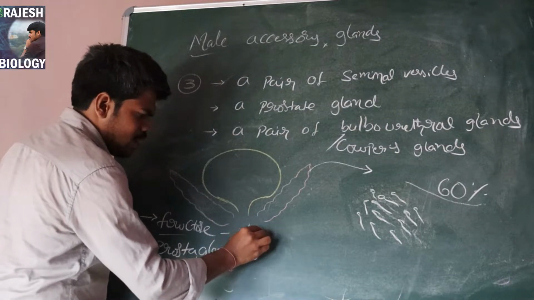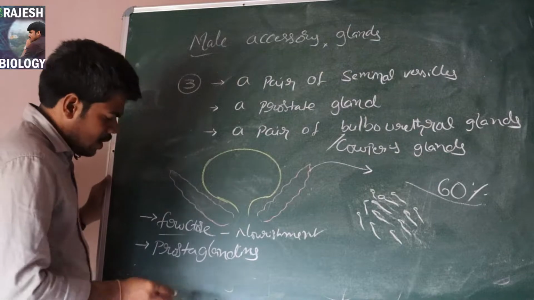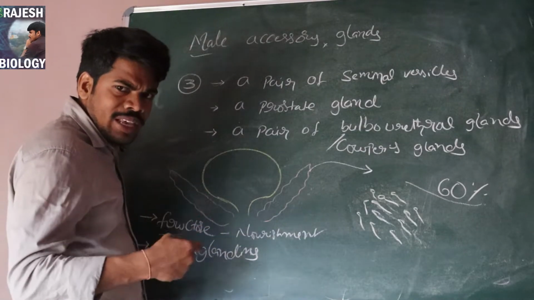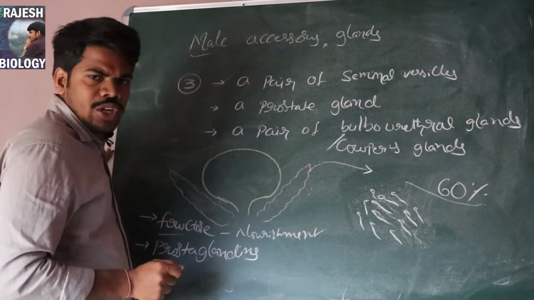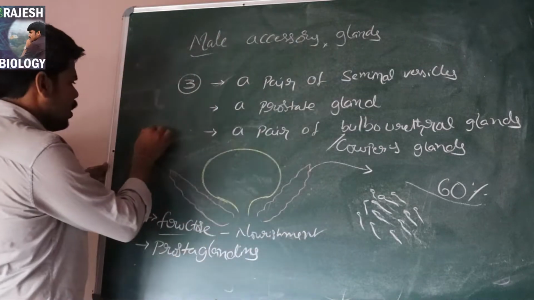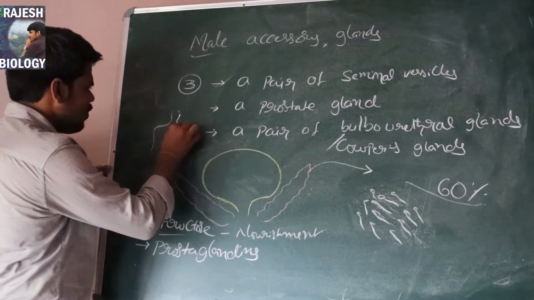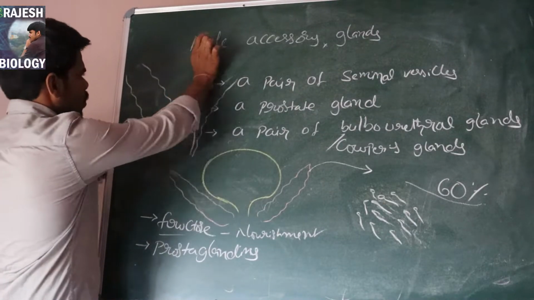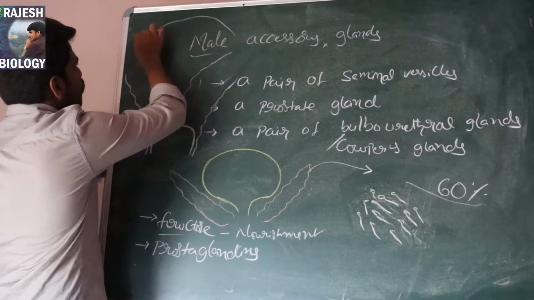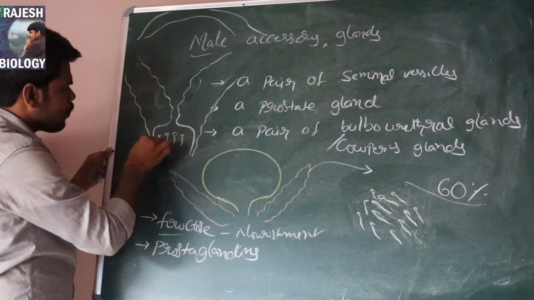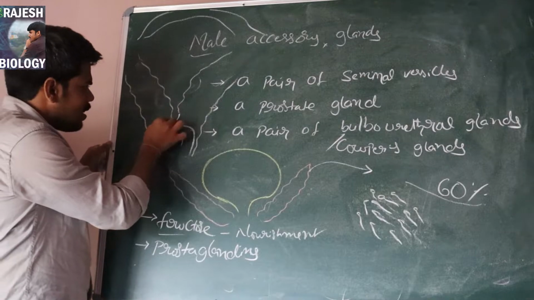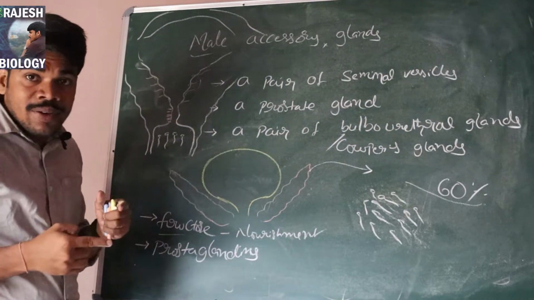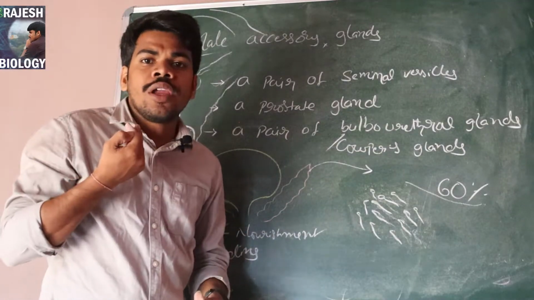Fructose is the nourishment, the major energy source. Coming to the prostaglandins, they aid the fertilization process by making the female reproductive tract suitable for fertilization. How is it? During insemination, just imagine this as the female reproductive tract. When the sperm cells are released here, the prostaglandins stimulate the cervix and uterus wall of the female reproductive tract, and they create peristaltic movements to allow the spermatozoa into the female reproductive tract.